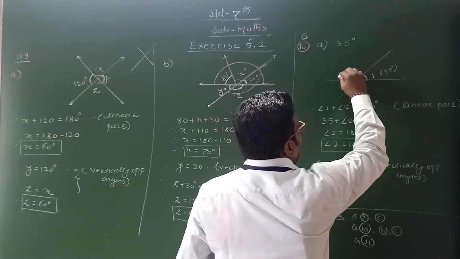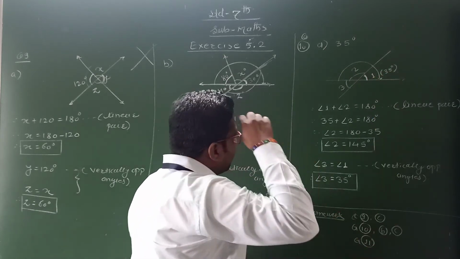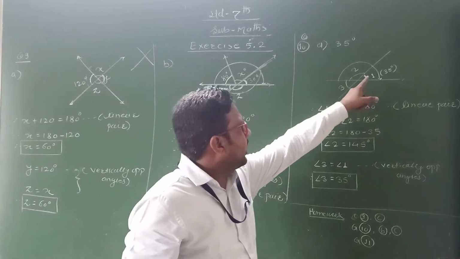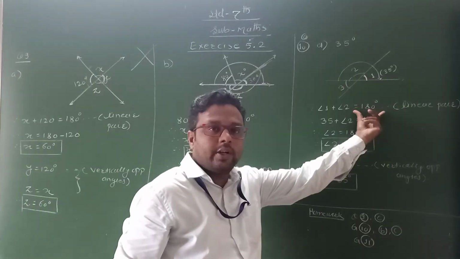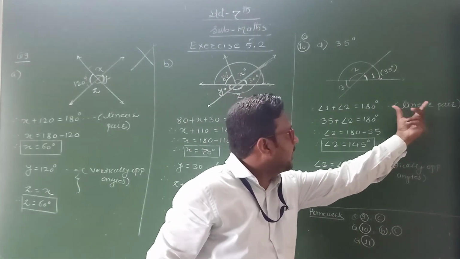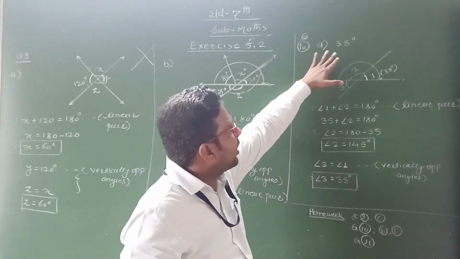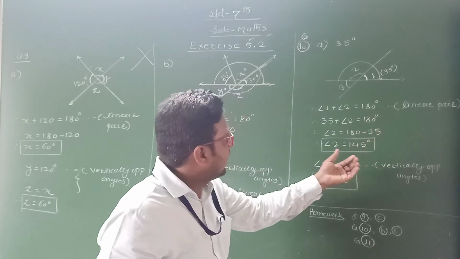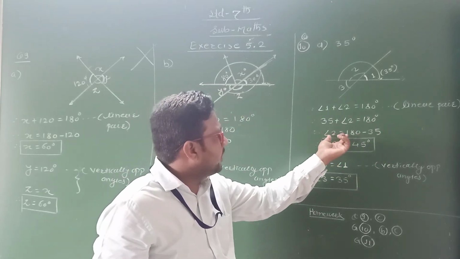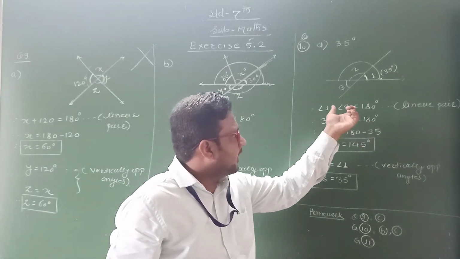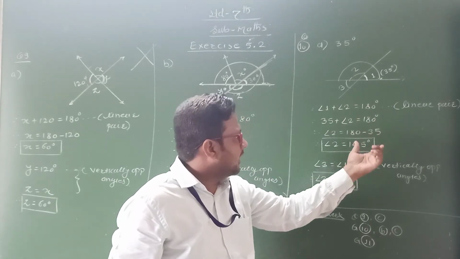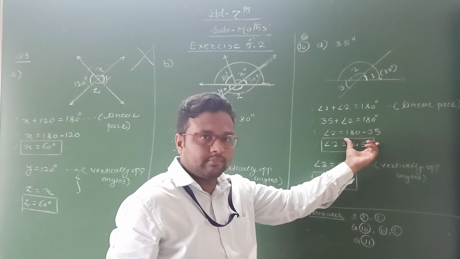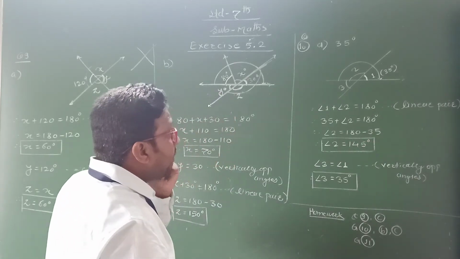Then see, to find out the value of angle 2, we relate with this given angle 1. And what is this angle? Sum of these two angles is equal to what? 180 degree. What is the reason here? Linear pair. Angle 1 plus angle 2 is equal to what? 180 degree. We write linear pair. Angle 1 is given what? 35 degree plus angle 2 is equal to 180 degree. Okay. Now we solve the equation. Angle 2 is equal to 180. We transfer 35 become minus 35. Angle 2 is equal to what? 145 degree.